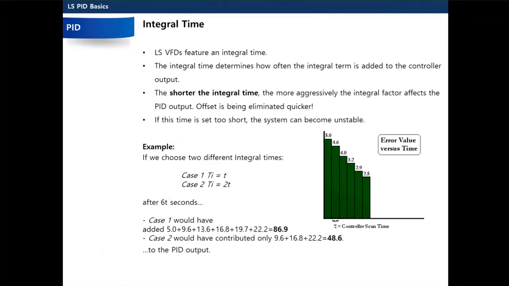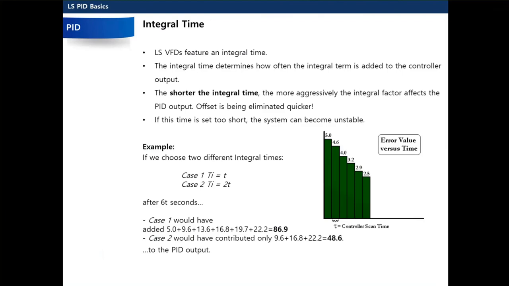So here's a little bit of an explanation on the integral. On the LS VFTs, we use an integral time. Okay, and that integral time is referring to the integral term, and it's added to the controller output, okay? Kind of like a sampling rate almost. So the shorter the integral time, the more aggressively that integral factor is going to be affecting the PID output, okay? So you're going to be eliminating that offset quicker, okay?